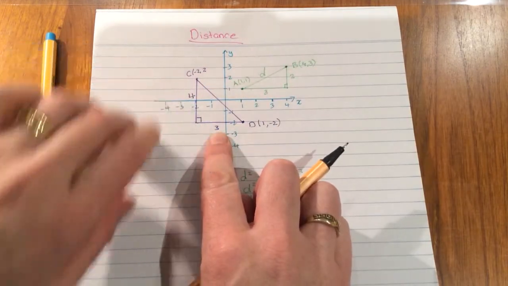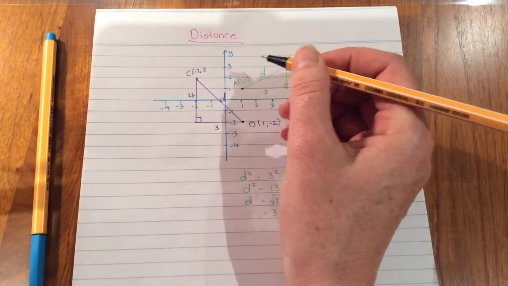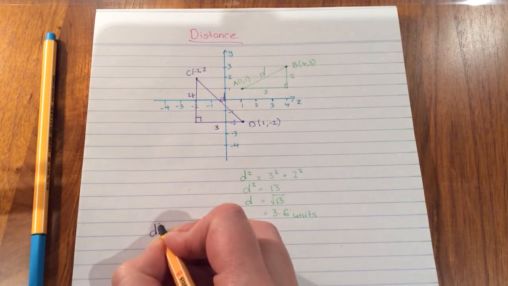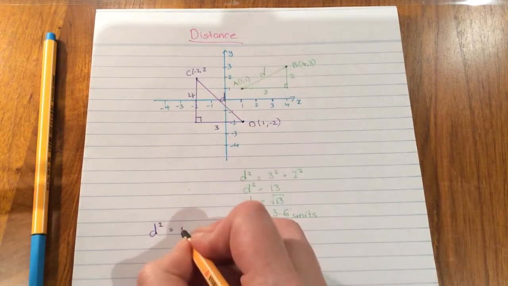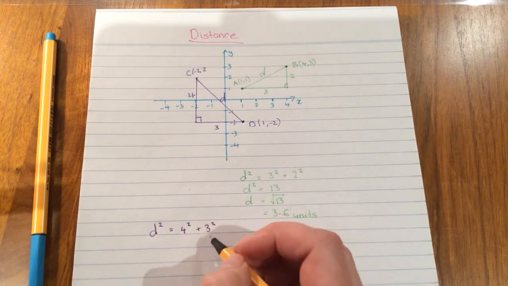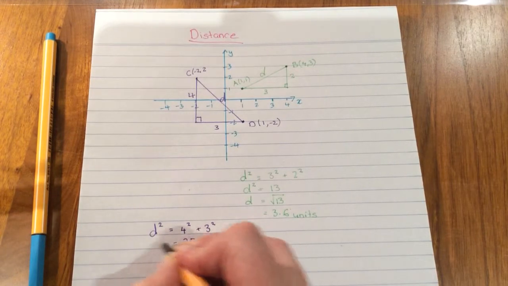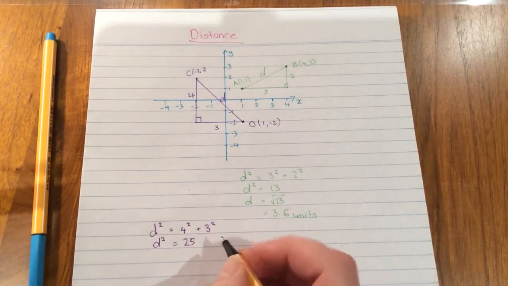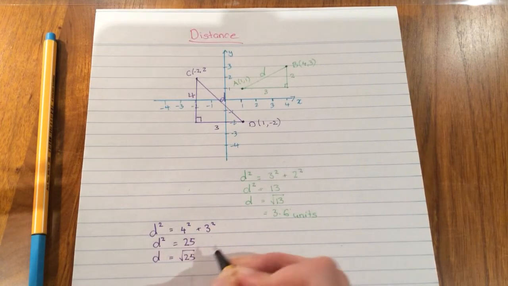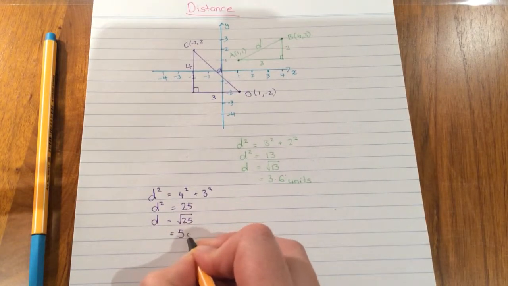So I have my short sides, so I find my long side using Pythagoras' theorem. So we're calling it d again for distance. So the distance squared will equal 4 squared plus 3 squared. So 4 squared is 16, 3 squared is 9, 16 plus 9 is 25. So the distance squared is 25. Remember to square root to get the distance. The square root of 25 is quite nice. It's the exact answer of 5 units.